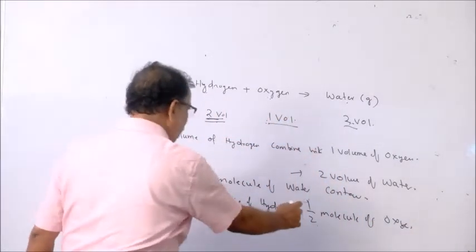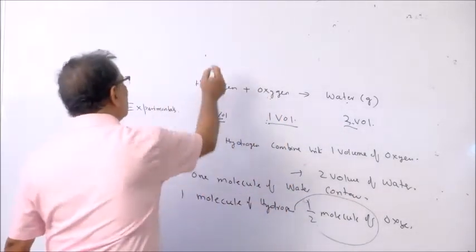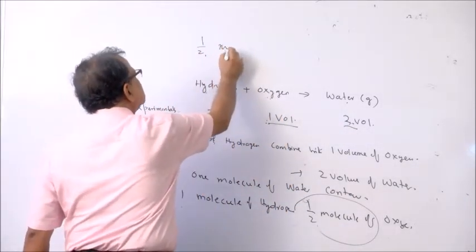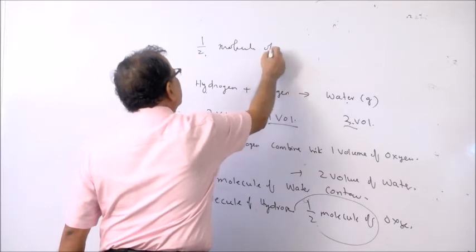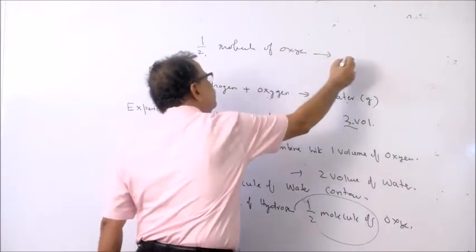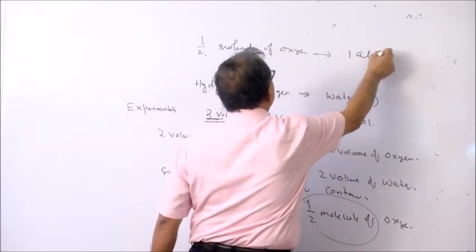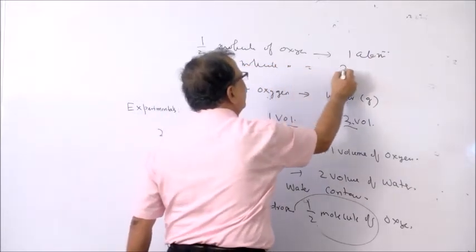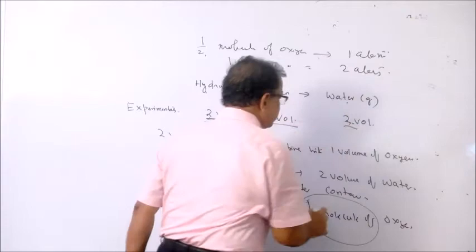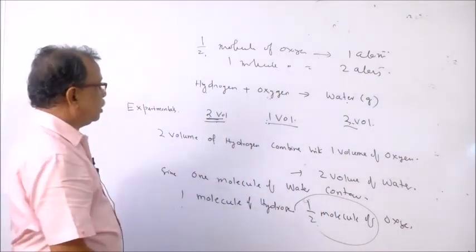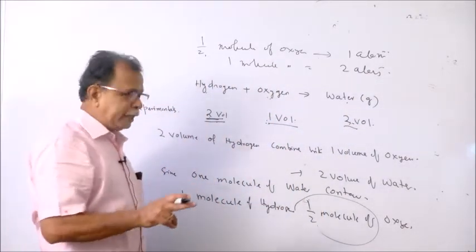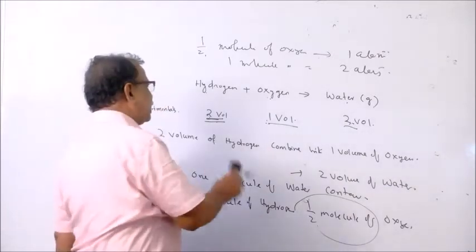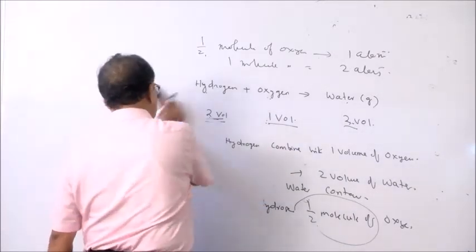Hence, half a molecule of oxygen must be 1 atom. So 1 molecule of oxygen is 2 atoms. Hence, oxygen is diatomic. One oxygen molecule has two oxygen atoms. This can be understood well from Avogadro's law.